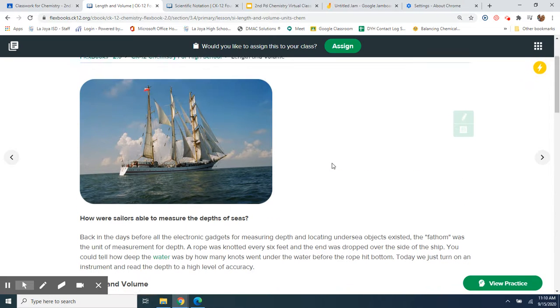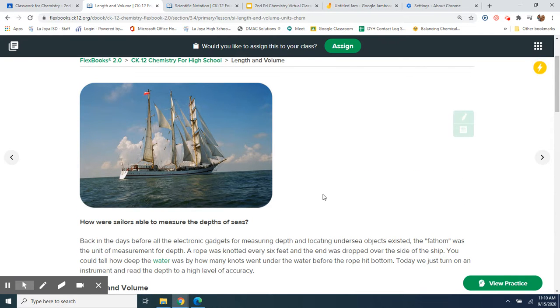What they used to do is that every 6 feet they would tie a knot, and then they would drop the rope down and count how many knots it would take before the rope hit the bottom. And that's how deep it was. Today, we have it super easy.